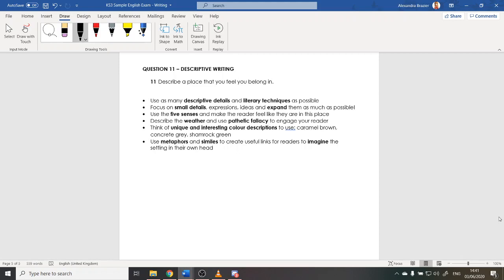Think of unique and interesting colour descriptions to use. So caramel brown, concrete grey, shamrock green. These colour descriptions have a lot more weight and tell us a lot more about the colour than just saying green, grey or brown. We've got a clearer picture in our minds from that. And then using metaphors and similes to create useful links for readers to imagine the setting in their own head. This is one where you might want to use SOAPMAPS to think of all the different techniques that you're going to want to use.